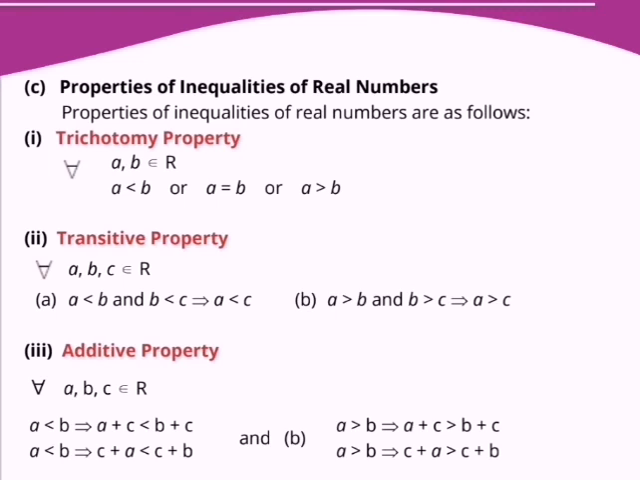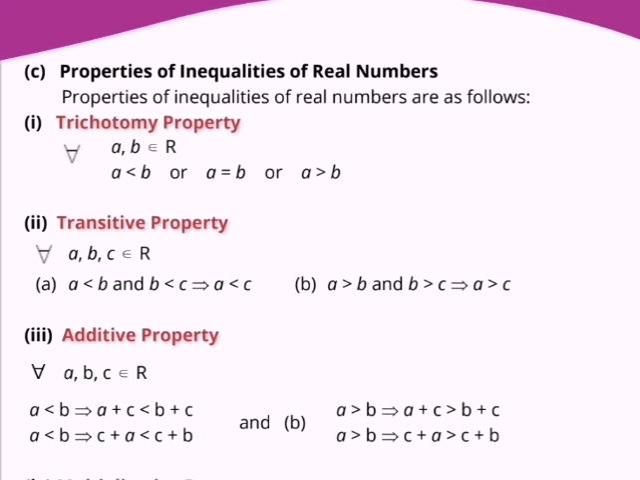Additive property. If A, B, C belong to real numbers R, if A is less than B, then A plus C must be less than B plus C. Means if A is less than B and we add the same number to A and to B, then the inequality remains the same. Similarly, if A is greater than B, then the same result will hold.